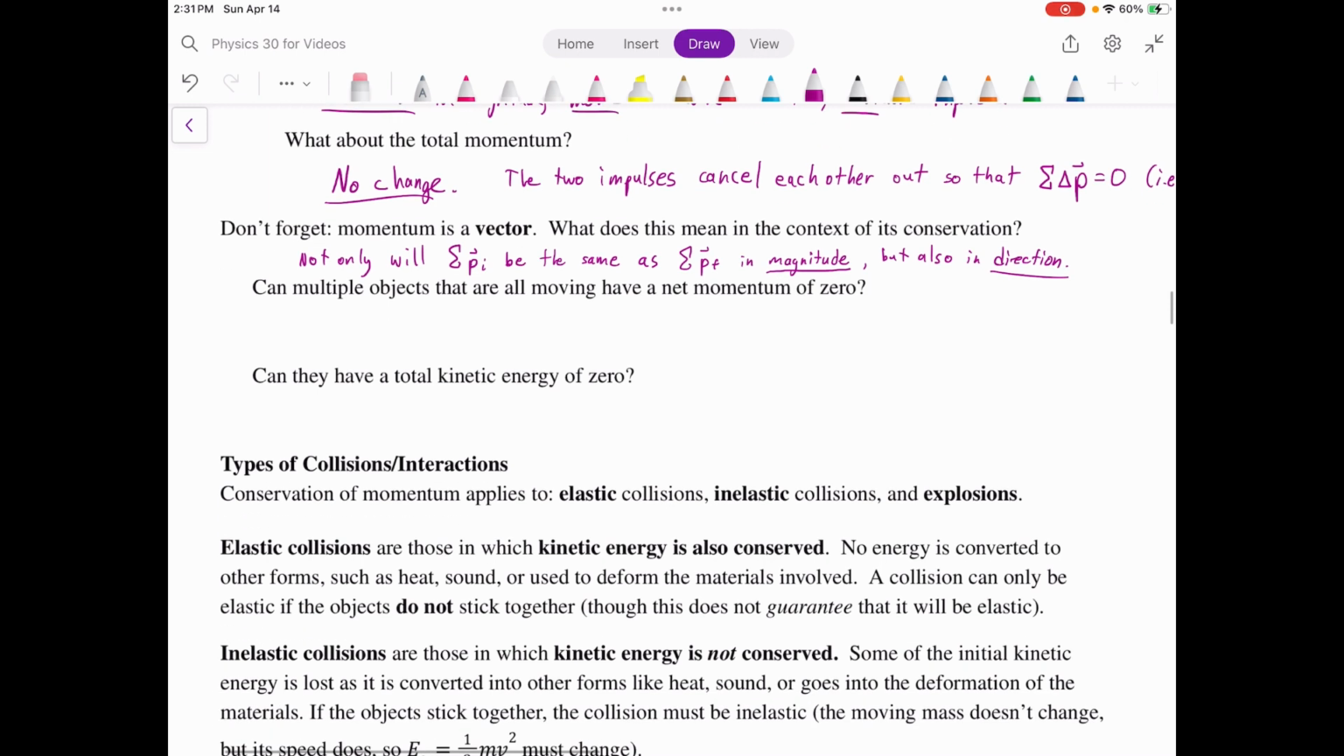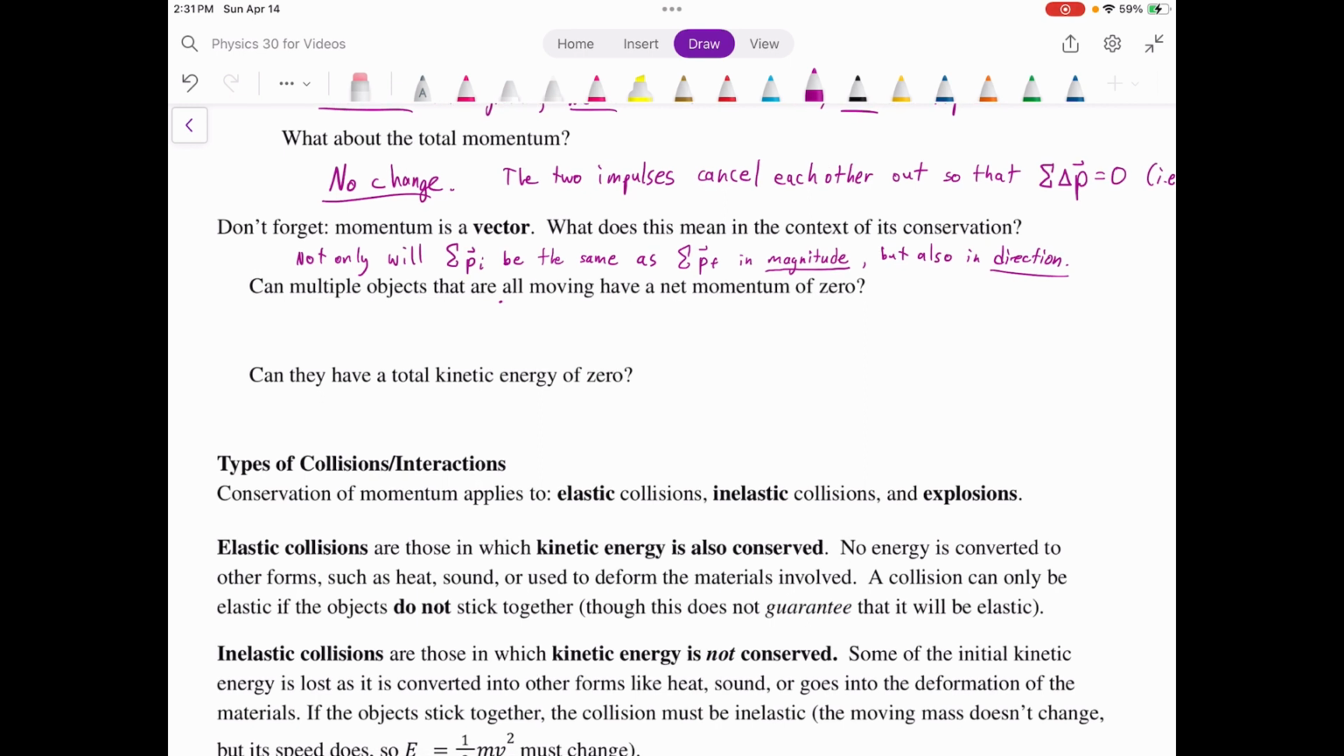Okay, now this gets us thinking here as well, right? Can multiple objects that are all moving have a net momentum of 0? So every individual object is moving, so it must have momentum, right? p equals mv. So if v isn't 0, neither is p, the momentum. But altogether, can they have a net momentum of 0? Multiple objects that are all moving. Well, yes, they can. We've seen that actually happen already, right?